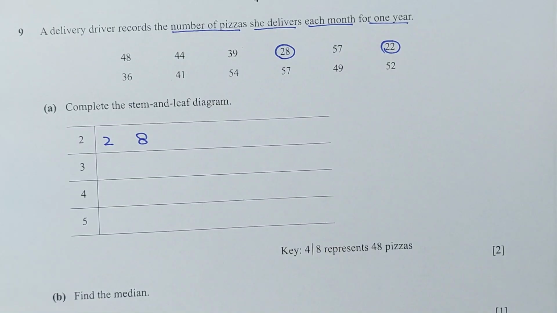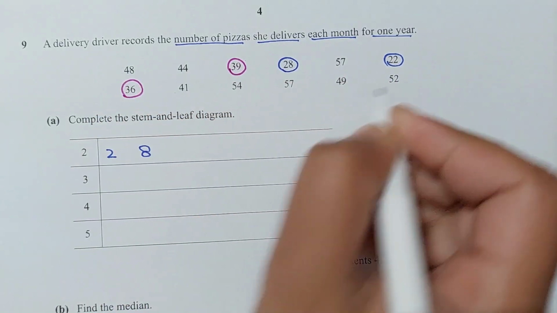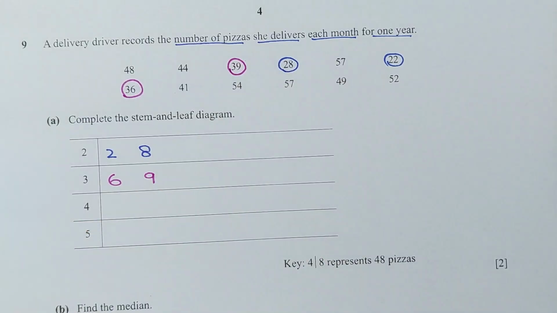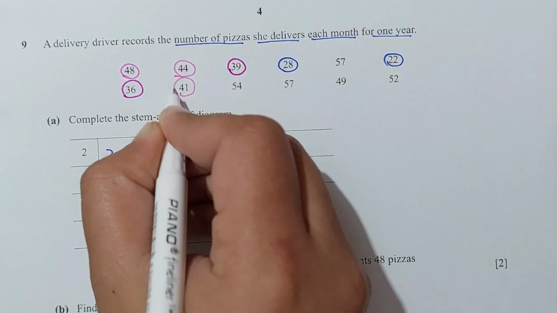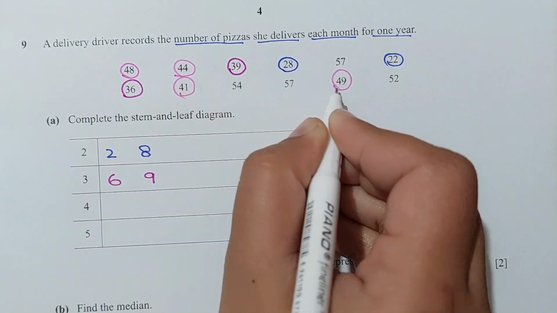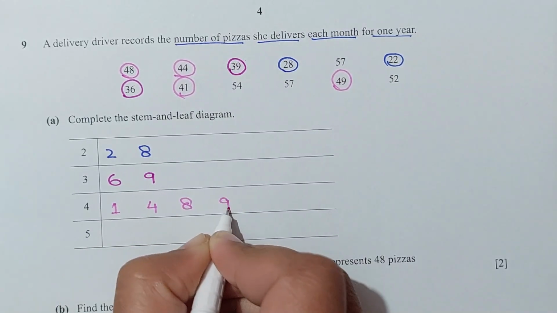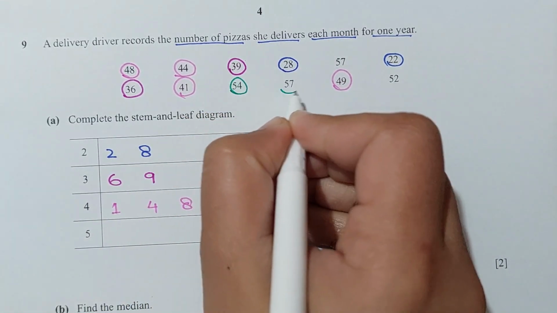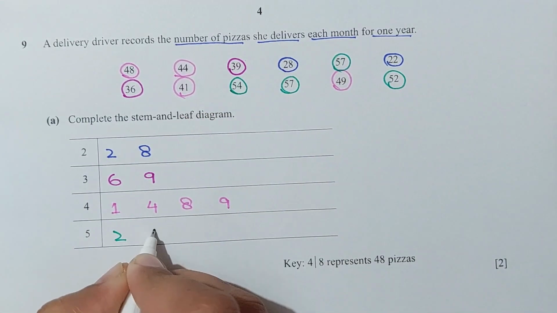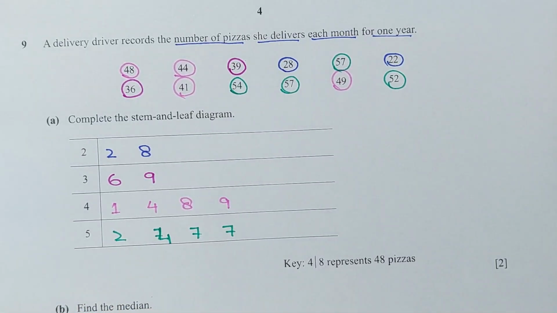For 3, we can say 39, 36. Okay, 6 and 9. All right. The next one is with 4: 48, 44, 41, and 49. Okay, first 41, then 44, then 48, and then 49. Okay, and the last one is with 5: 54, 57, 57, 52. So 52, then 54, then 57 and 57. Right. The stem and leaf diagram is completed.